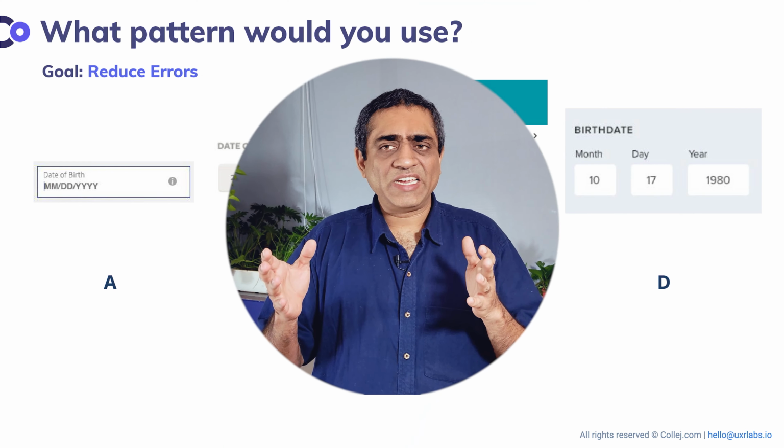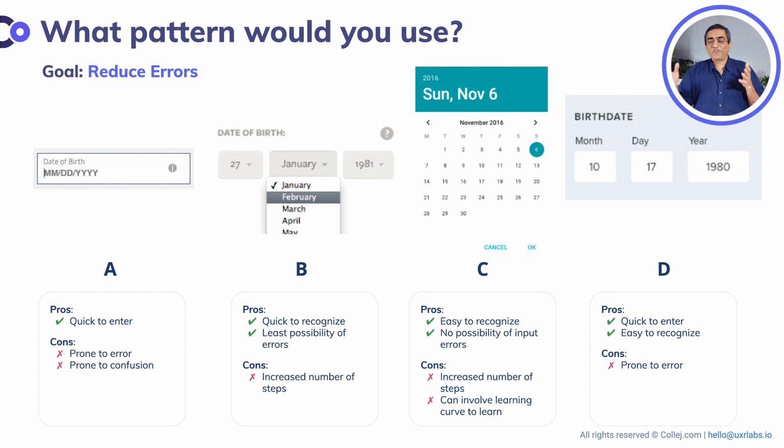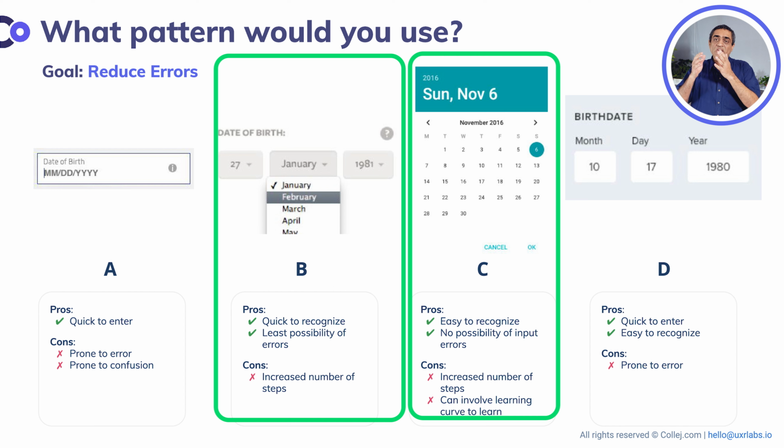When you look at this, take a second. There are 4 alternatives. I want you to look at all these 4 alternatives and tell me which alternative is the best one for this specific context. In this case, if your goal was to reduce errors, given the different ways that people write their dates of birth, your best solution would probably be B or C. Because at this point, your goal is to reduce errors, and B or C ensures that there is no ambiguity in the date of birth that is being entered.